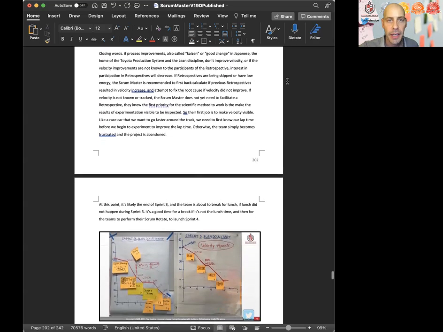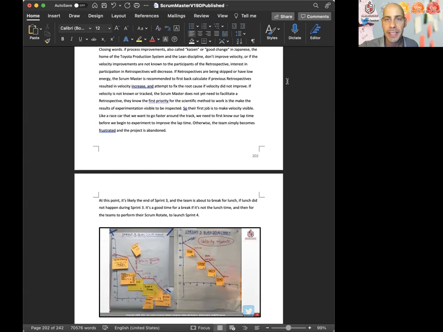Closing words. Wow, that is a clumsy sentence. Sorry. So process improvements can be called a Kaizen, which does mean good change approximately in Japanese. And Japanese is the home of the Toyota production system and lean discipline.